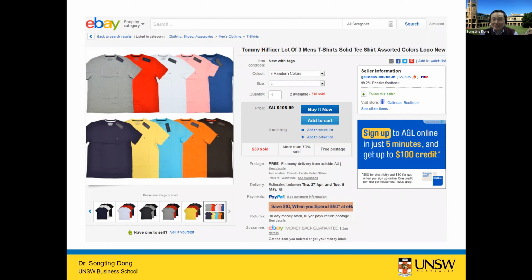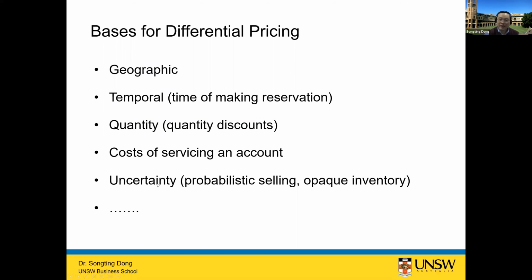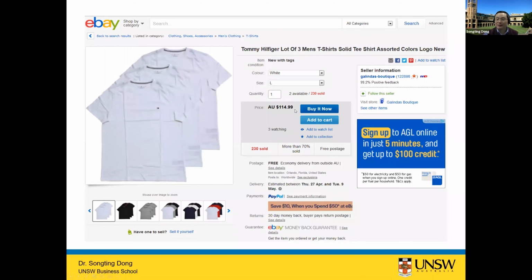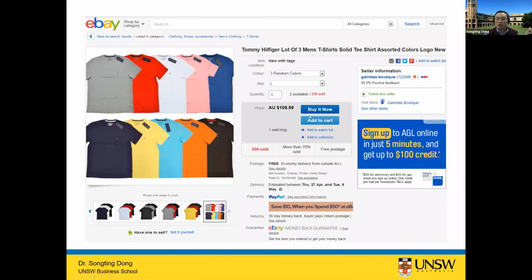So in this case, this seller on eBay can find a different segment of customers. Those who care about the color they get, care about this certainty, they pay 115. Those who do not care about certainty pay $6 less, right? So that's how you use uncertainty to find a different segment.